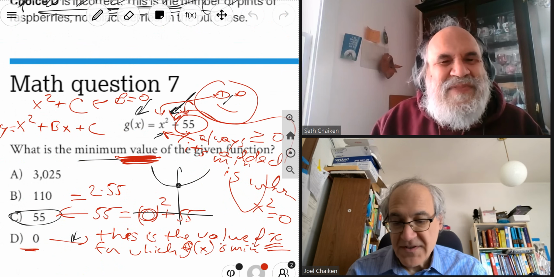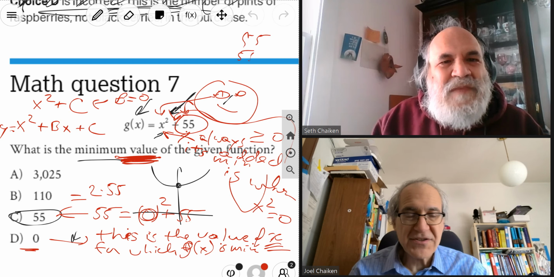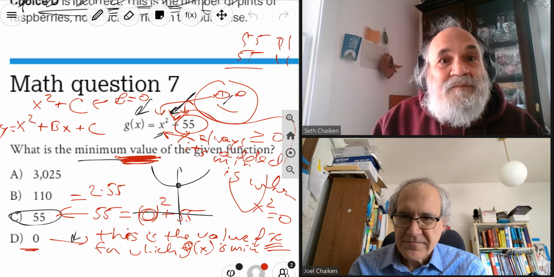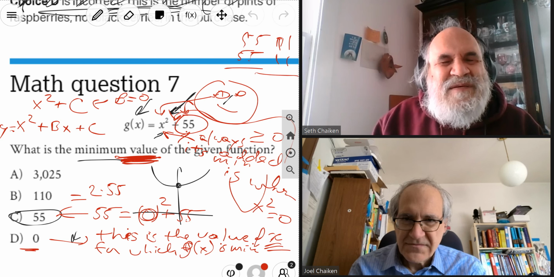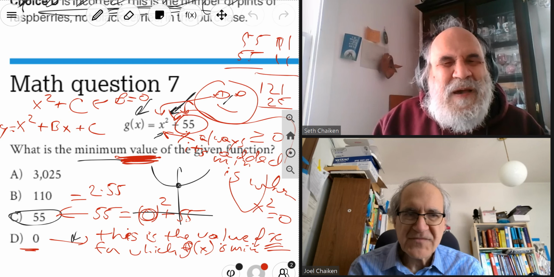Well, this part of the entire test does have a calculator, so I just checked. Yes, it is 55 squared. 55 is 11 times 5, so 55 squared is 11 times 11 times 25. 11 times 11 is 121. You multiply that by 25 and you get 3025.